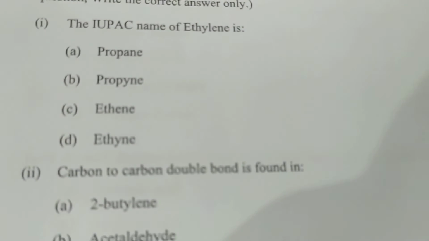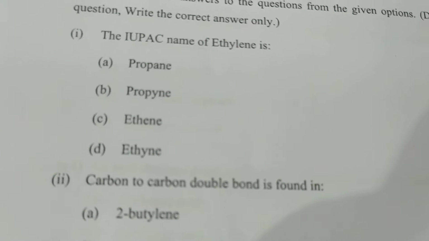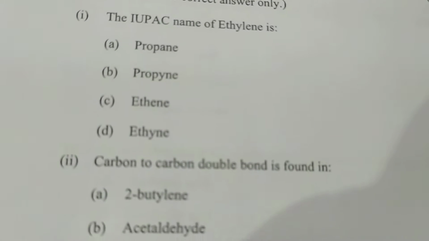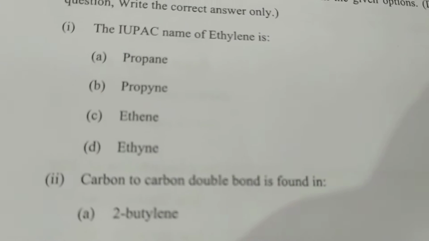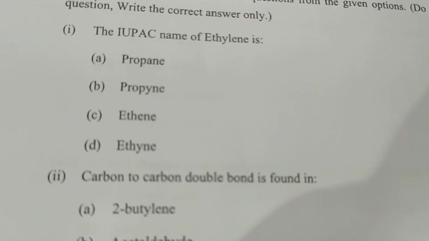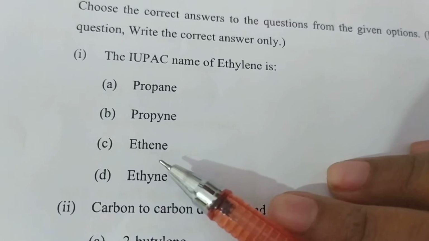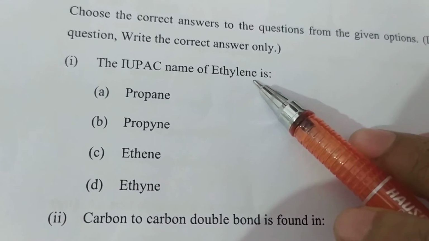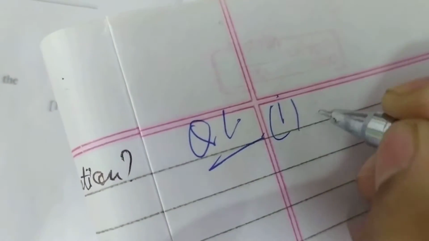Now ethylene is a general name, as you all know. Propane is an alkane, so this is obviously not the answer. Propyne is an alkyne, so this is again not the IUPAC name of ethylene. Ethene: in the general form, you have read that the general name is written with the suffix -ylene. So here you can see the -ylene suffix has been used, ethylene and ethene. Ethene is the IUPAC name of ethylene. So the answer to number 1 is C, that is ethene. So here I will write question 1, first part, the answer was C.